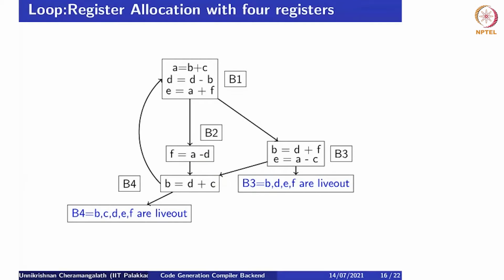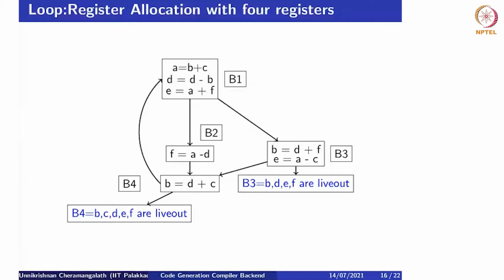So why is this a loop? Which edge makes it a loop? B4 to B1, yeah, it's a back edge, right? So it makes it a loop. Now in this loop, you want to use some heuristics to have a better register allocation so that the performance is good.